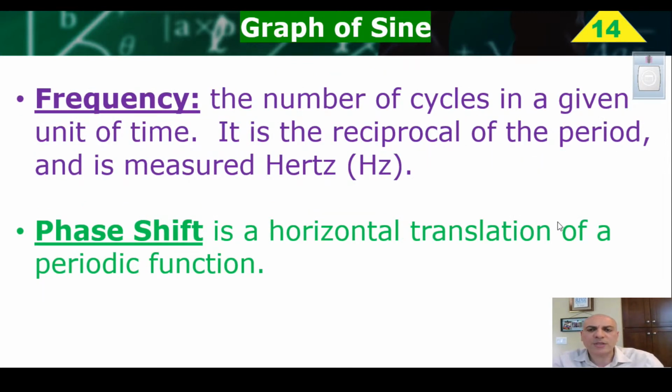Another thing is the frequency, which is measured in hertz, the number of cycles in a given unit of time. I think we could just take a quick example on this one towards the end, but the reciprocal, 1 over the period, is called the frequency, and it's measured in hertz.